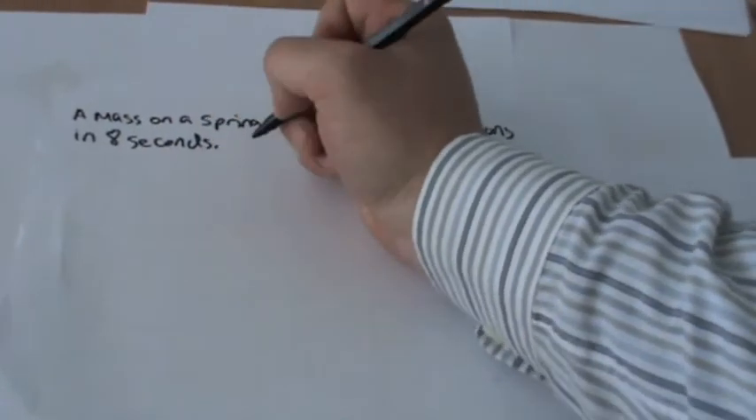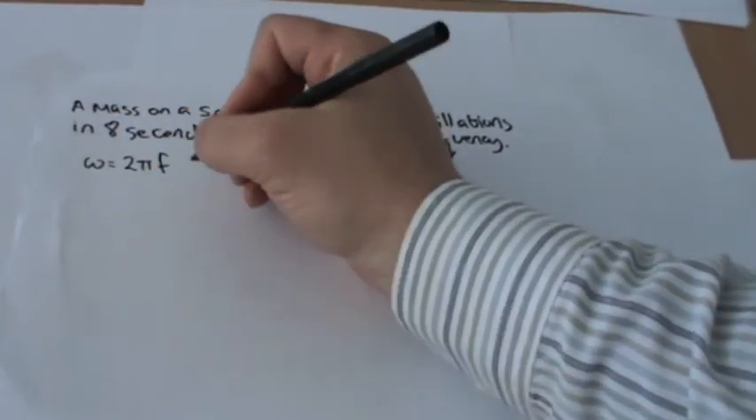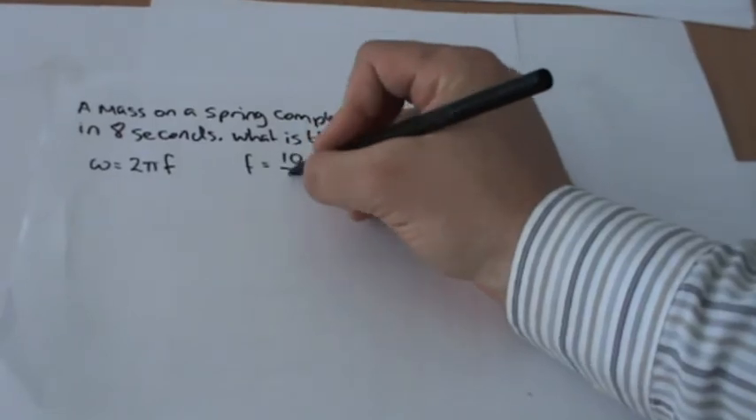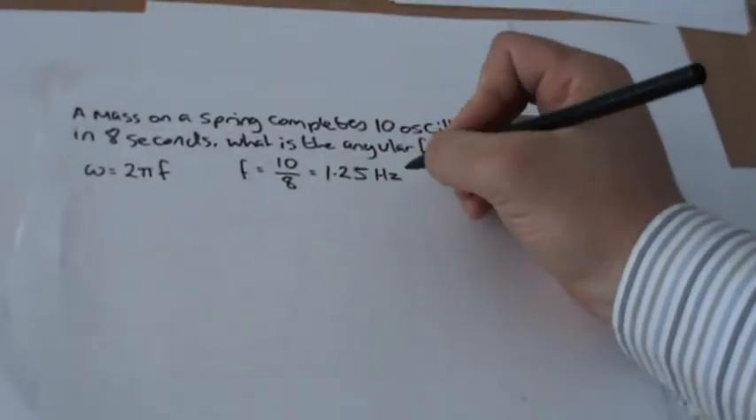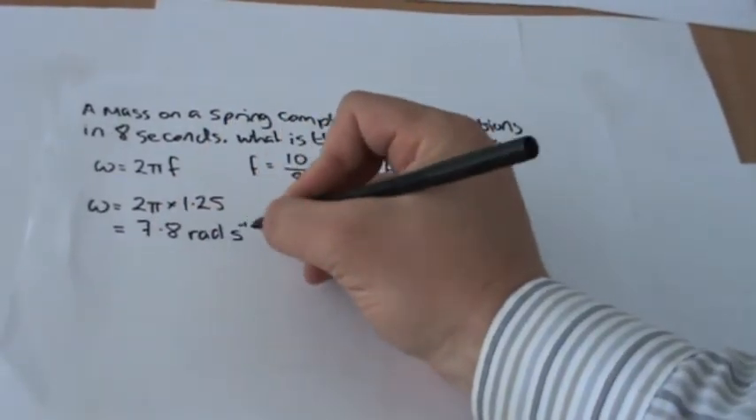So have a look at an example. A mass on a spring completes 10 oscillations in 8 seconds. What is the angular frequency? So omega equals 2 pi f. The frequency is 10 over 8, 10 oscillations in 8 seconds, which is 1.25 hertz. Angular frequency therefore equals 2 pi times 1.25, which is 7.8 radians per second.